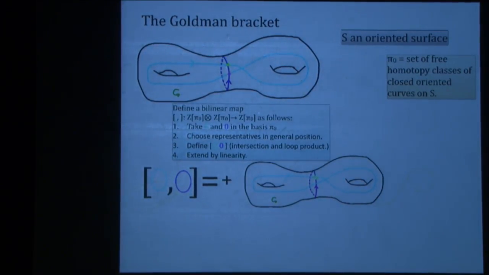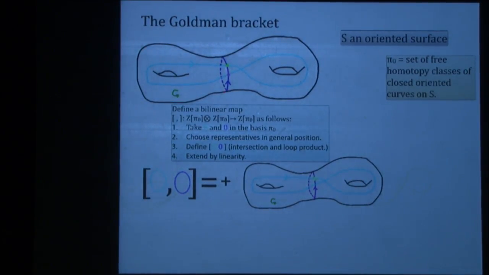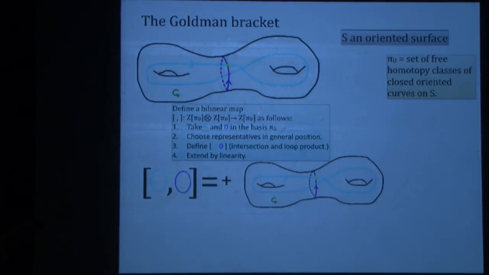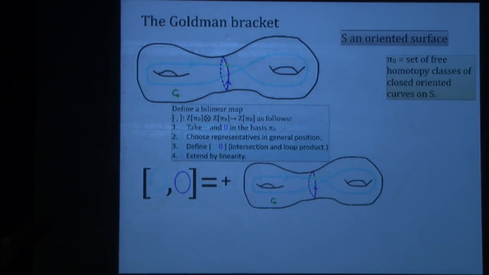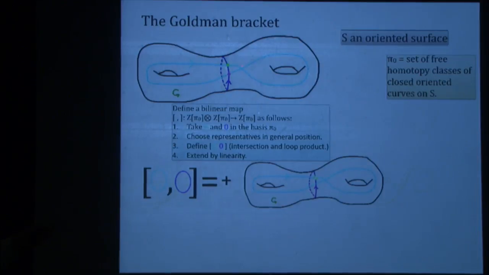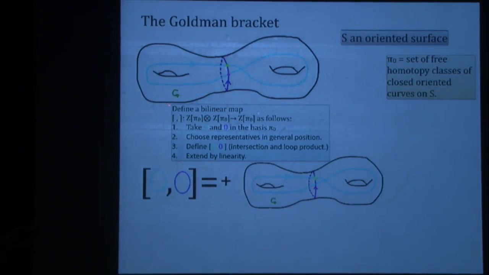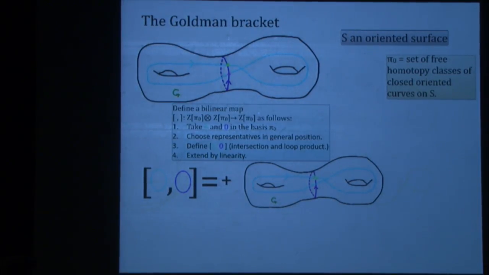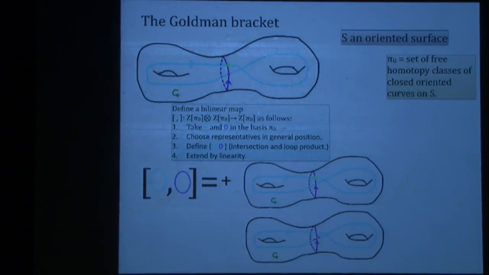By comparing, since these two are ordered, they determine a certain orientation. So the orientation goes from this to this, and you compare with the orientation of the surface. If it's the same, you put a plus. Otherwise, you put a minus. You do the same with the other point. And then you have the bracket.